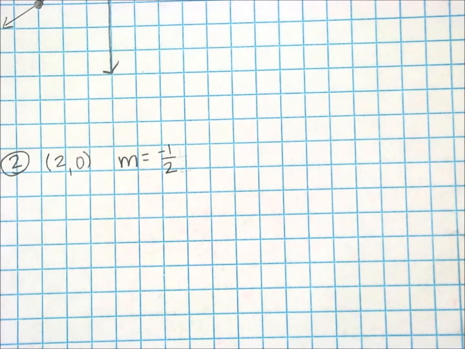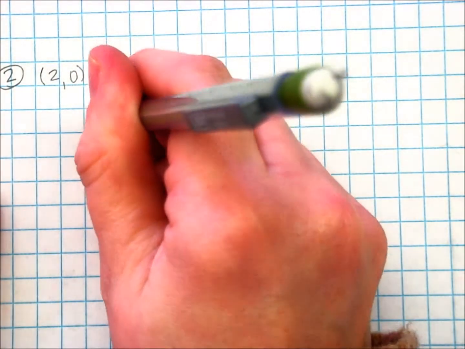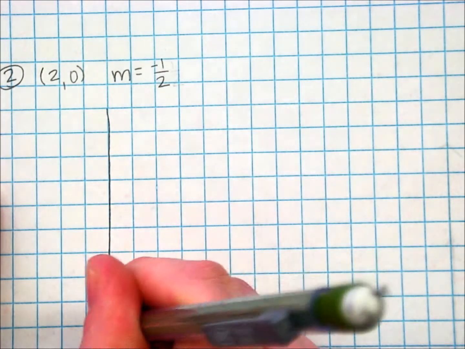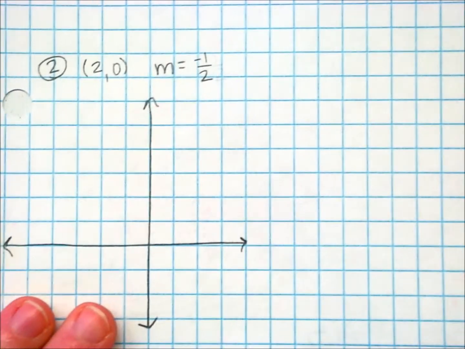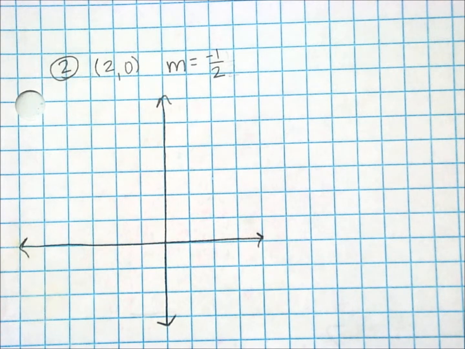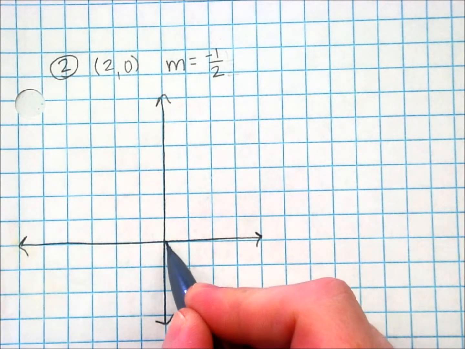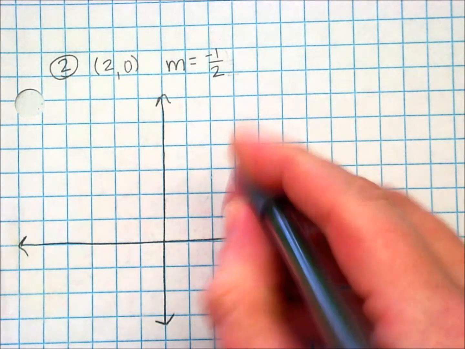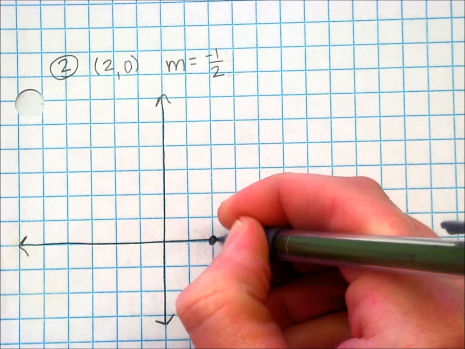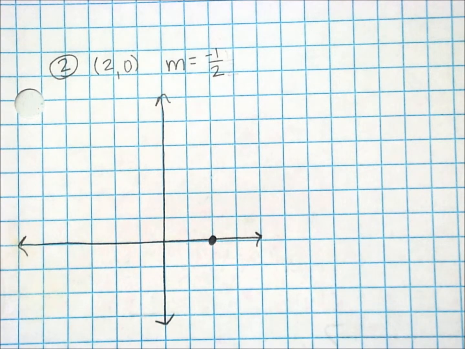So I need to go ahead and draw my coordinate grid before I can graph the line that goes through this point with this slope. So I'm going to draw a coordinate grid. So my point is 2, 0. So I'm going to start at the origin. The x coordinate's 2, so move to the right 2 units. The y coordinate's 0, so you don't go up or down, you stay right there on the x-axis. So 2, 0 is that point right there.